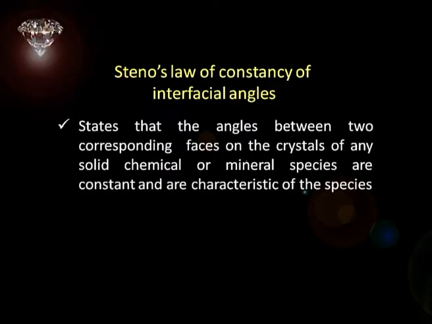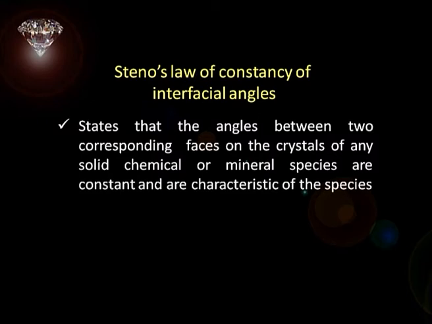So, to begin with, at the basic level, let us understand the fundamental laws of crystallography. The first law is called Steno's law of constancy of interfacial angles. It states that the angles between two corresponding faces on the crystal of any solid chemical or mineral species are constant, and they are characteristic of the species, to the extent that if I come across some solid material and measure the interfacial angles, then by knowing those angles, I can even identify what mineral I am talking about. So, they are very important. It was done somewhere in the third quarter of the 17th century by Steno.